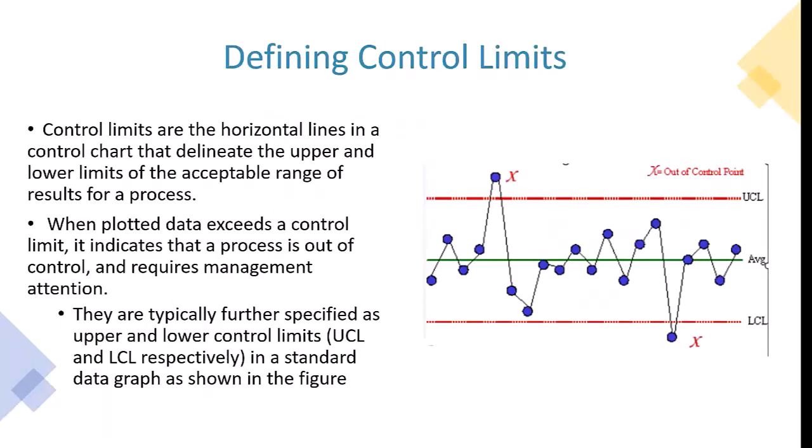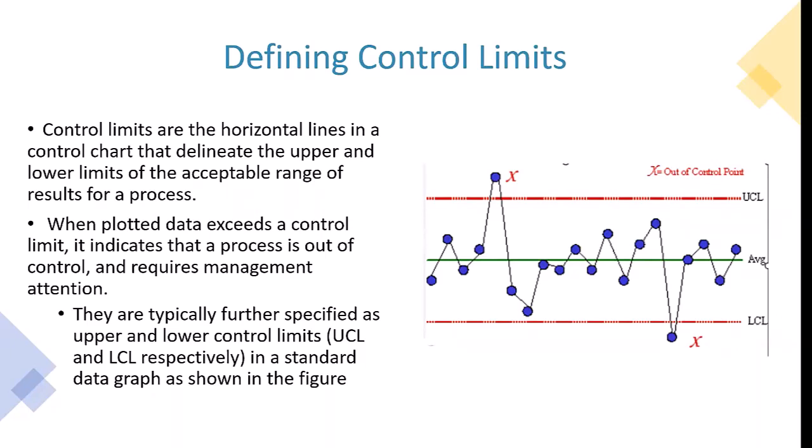So what is a control limit? Control limits are a generic term, but they're traditionally in the process improvement space taught in more of the Six Sigma method. And the easiest way, this definition I wanted to highlight, is they're the horizontal lines in a control chart that delineate the upper and lower limits of the acceptable range of results for a process. So I know when we talk about control limits, the definition of they are horizontal line in a control chart can feel dry, but I wanted to fix this visual in your mind.